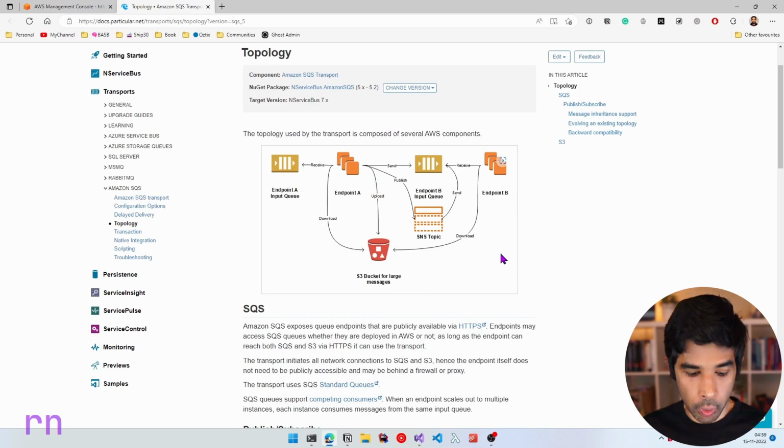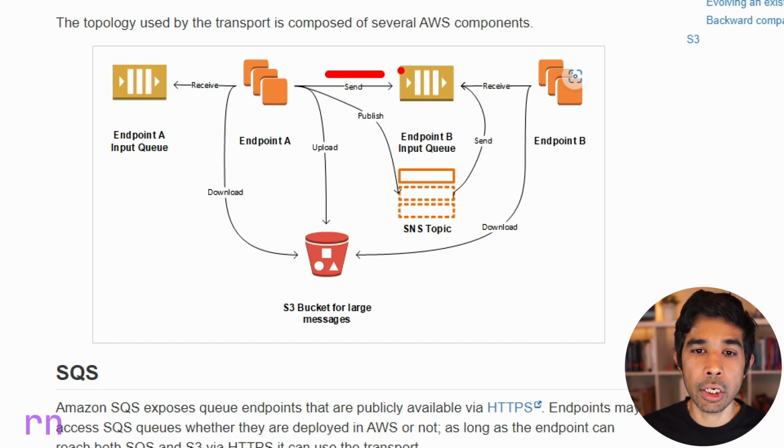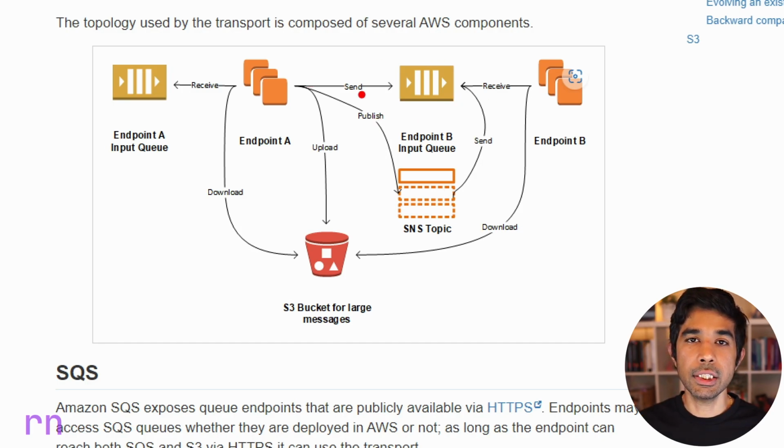Now that we understand how this works internally, let's also take a look at the topology diagram for the SQS transport. Here, we can see a breakdown of how the SQS transport and the various underlying components interact with each other. When you send a message from an endpoint, it sends it to an SQS queue, which is represented as this icon in here. When you send a message, we explicitly specify the endpoint name. In this case, the send sends it to an SQS queue, which is received by the receiver. So now this endpoint belongs to endpoint B.